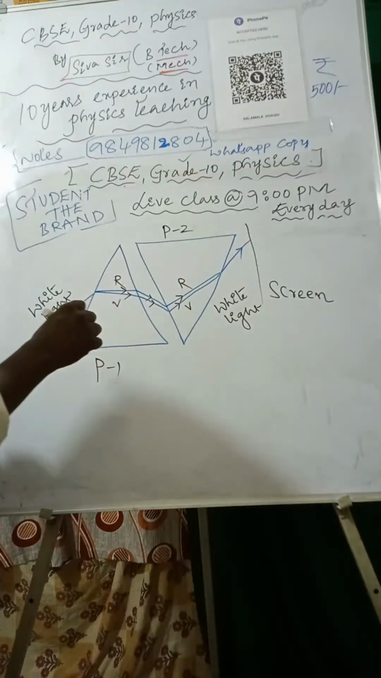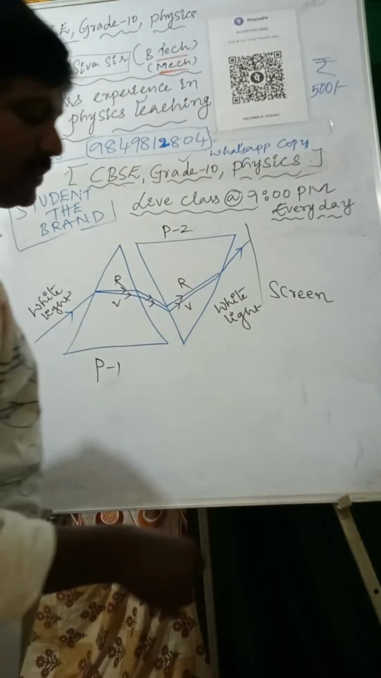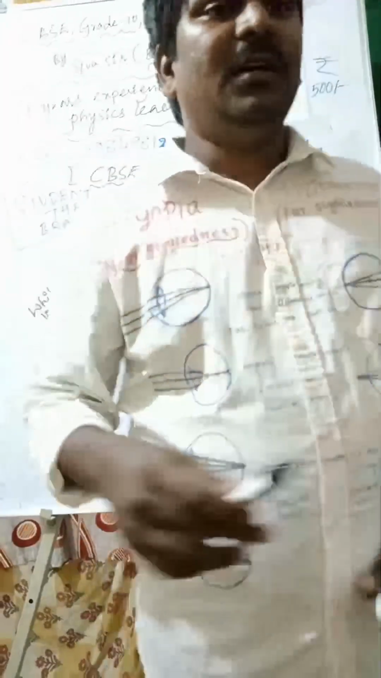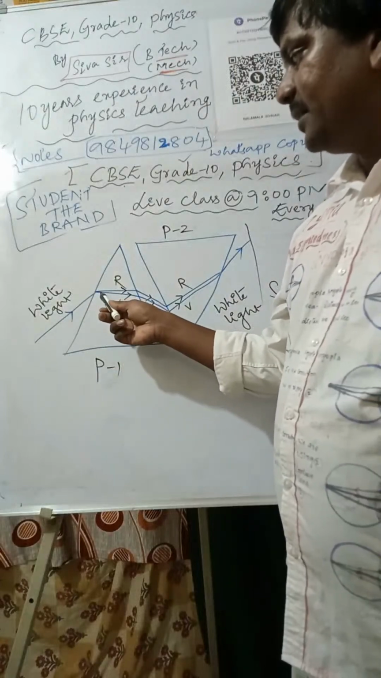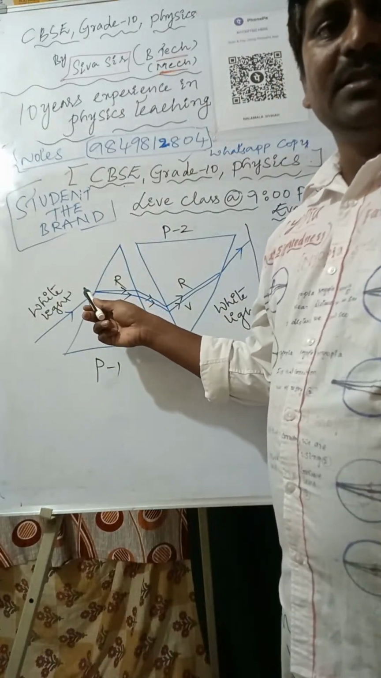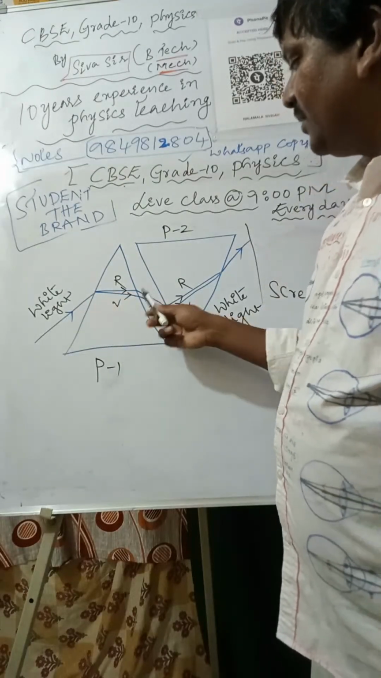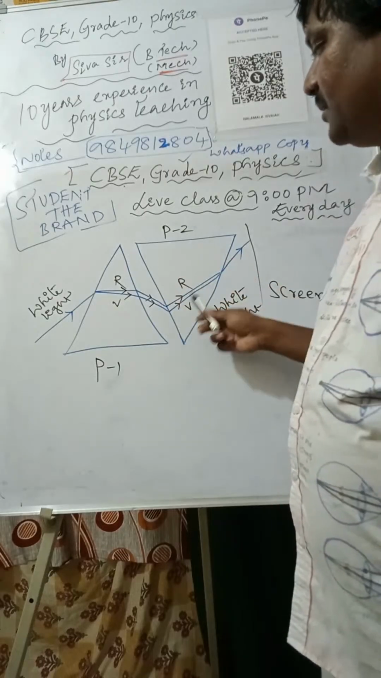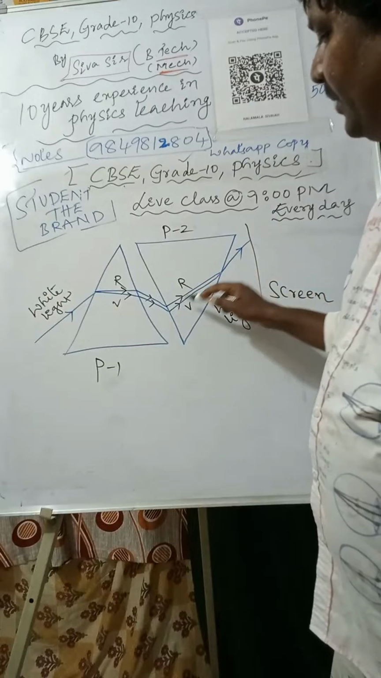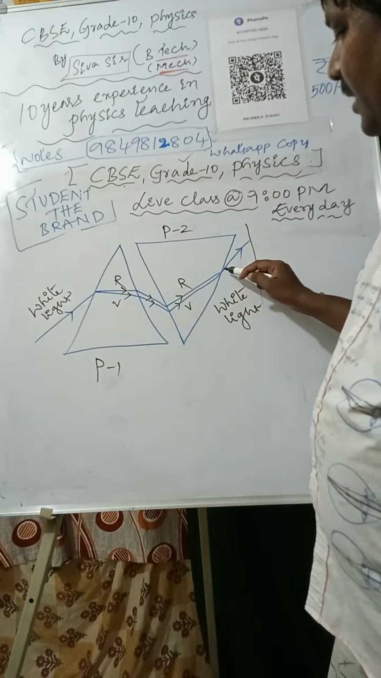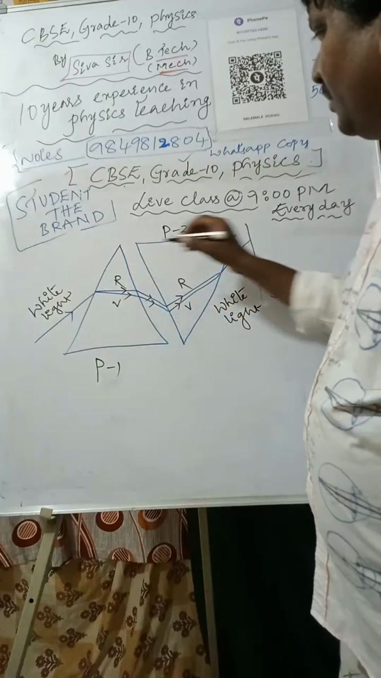Okay, so you can observe: when white light is passing through the prism, it's split into 7 colors. Again, those 7 colors will be passing over another prism, the second prism. Because it is an inverted prism, the colors will be combined, and here we can get the white light. So this is very important for a 3 marks question.